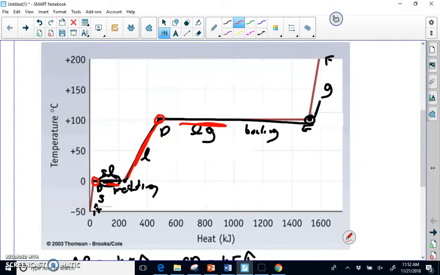And again, I didn't say this, but this is actually a heating curve for water. Water melts at 0 degrees Celsius and boils at 100 degrees Celsius. Now, in honors chem, we did a cooling curve. A cooling curve is just the reverse, so it would go down.